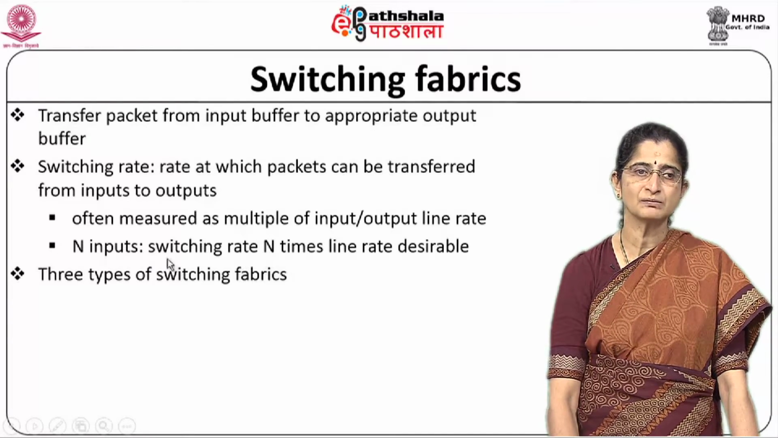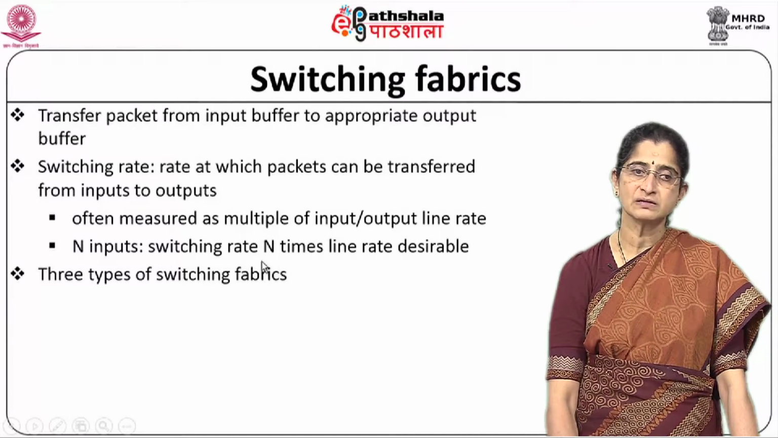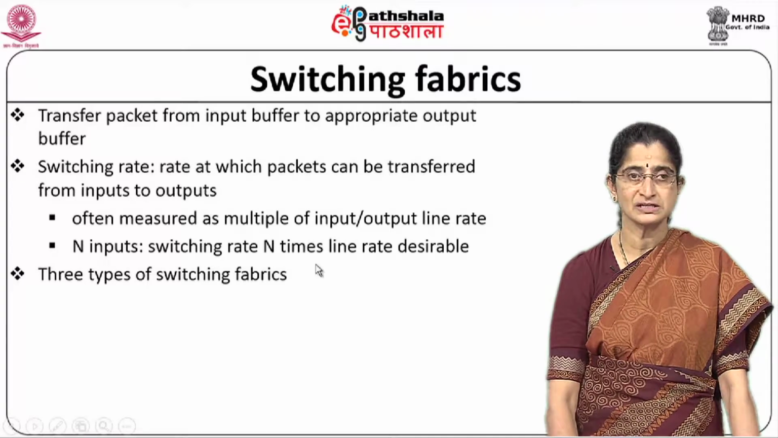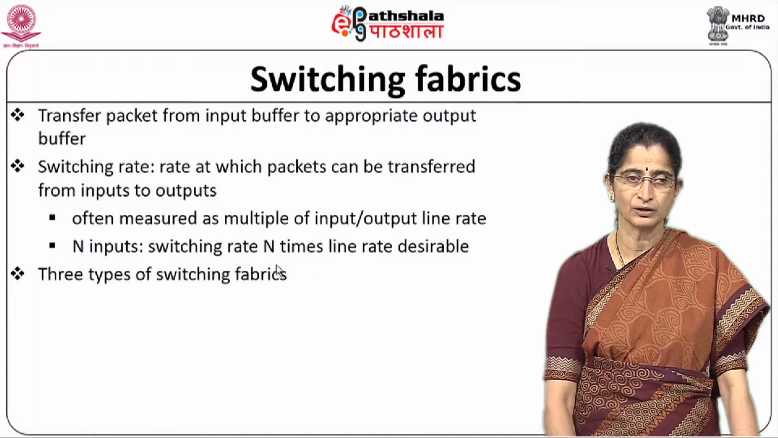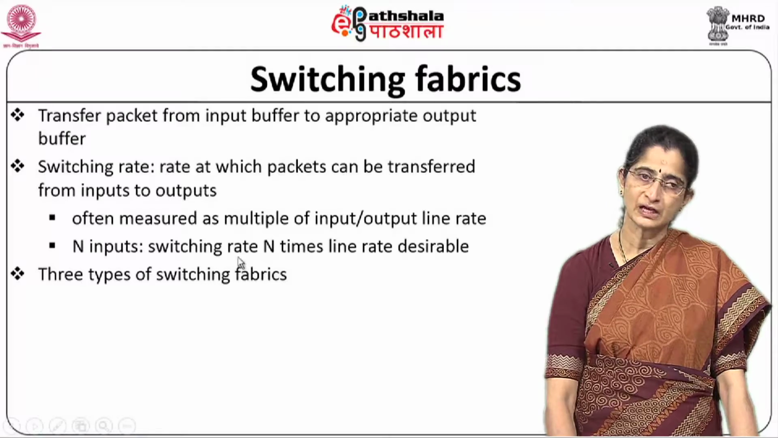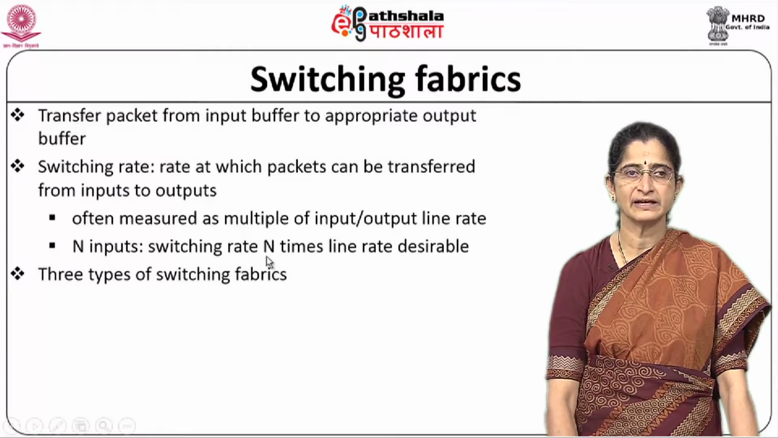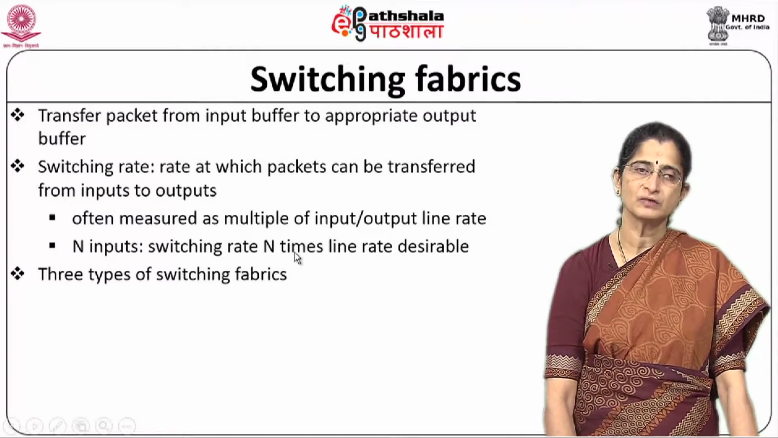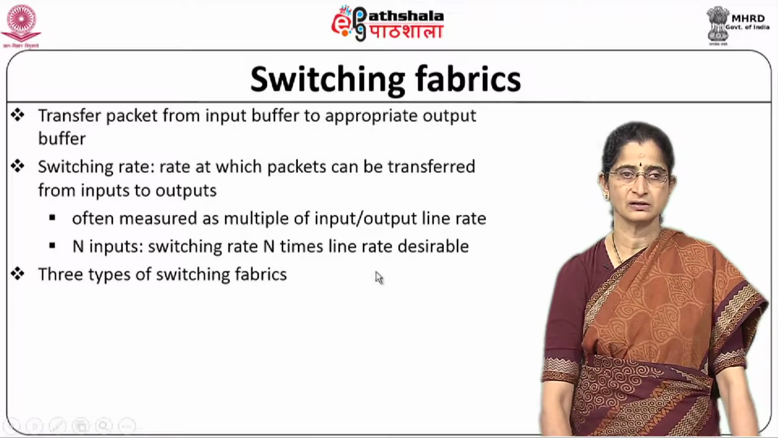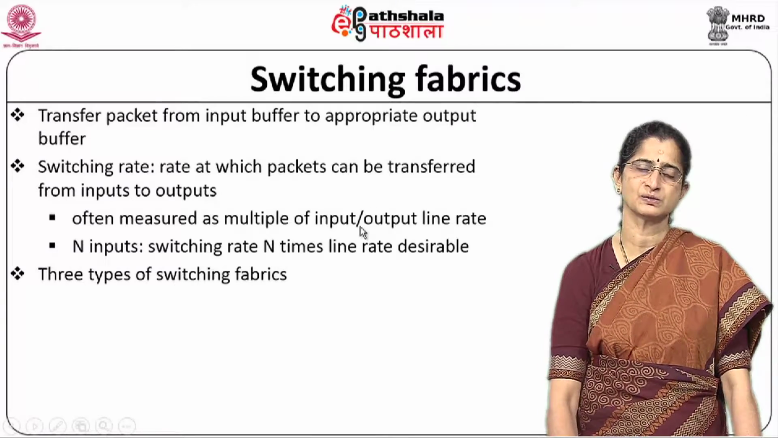Now, why do we say that? Because we have n inputs. Obviously, we want all of them to be switched simultaneously without any blocking. So, if your switch is able to work at n times the line rate, then it will be able to process them without any delays. These are the general requirements of the switching fabric.